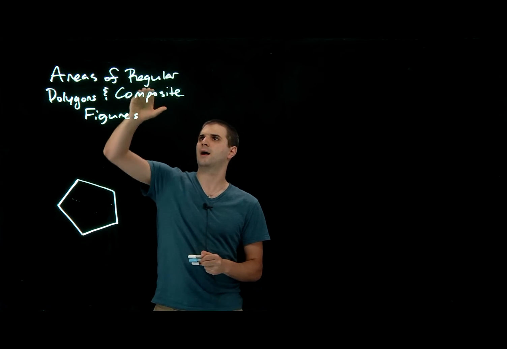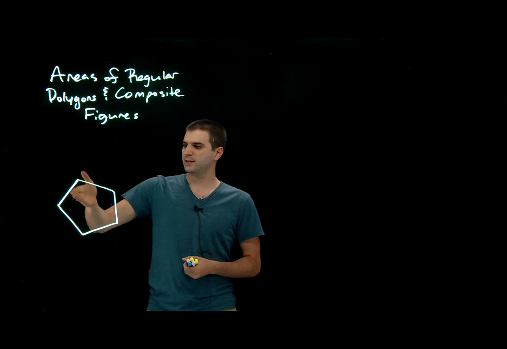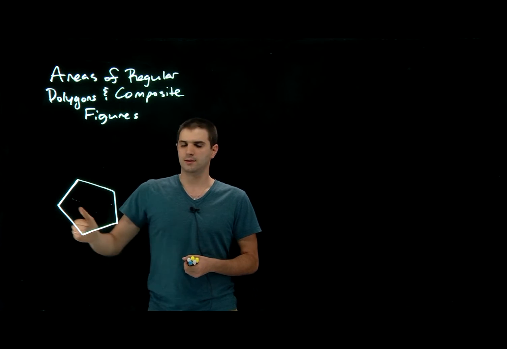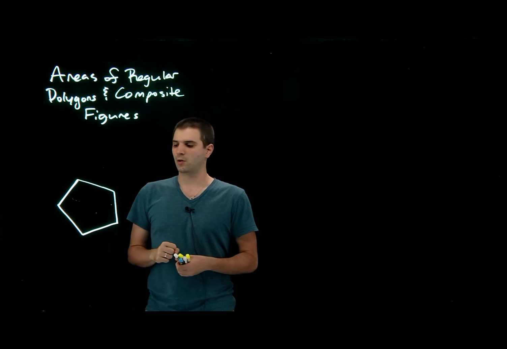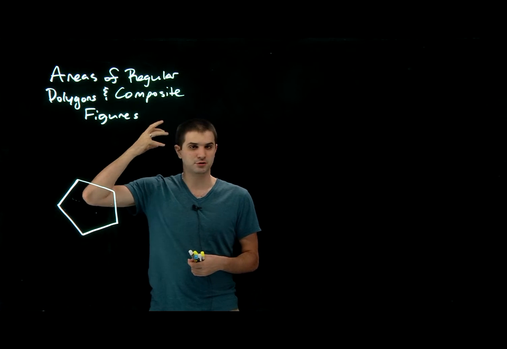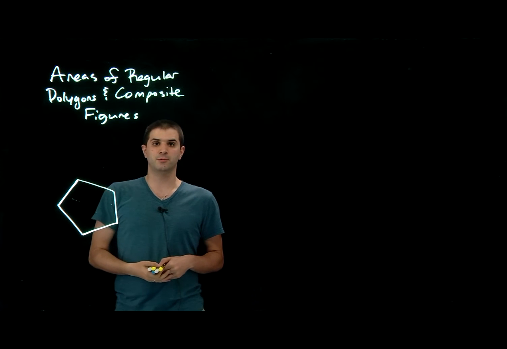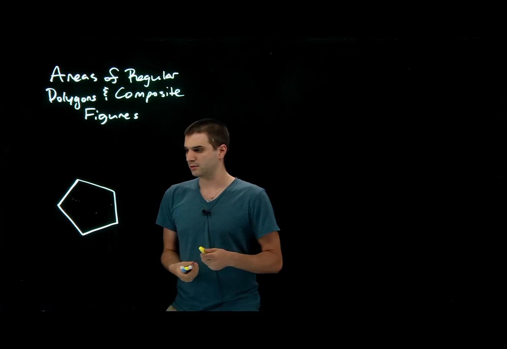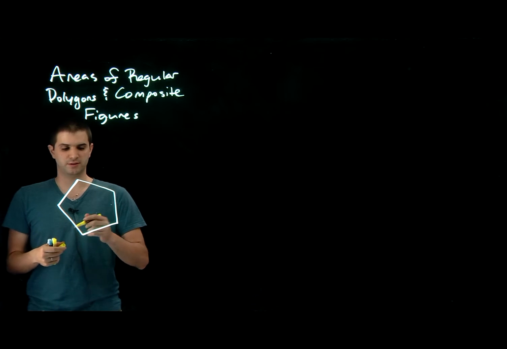So a regular polygon is when every side is congruent and every angle is congruent. And so most of the time when you think about a pentagon, what pops into your head is the image of a regular pentagon. So I just want to talk about a few things here before we get talking about what the area is.